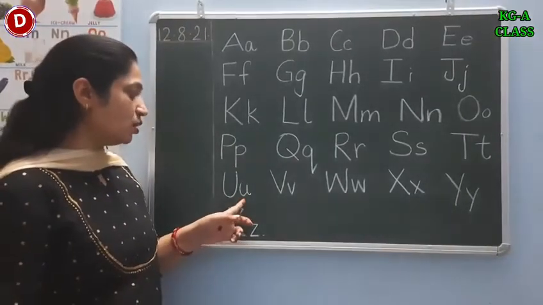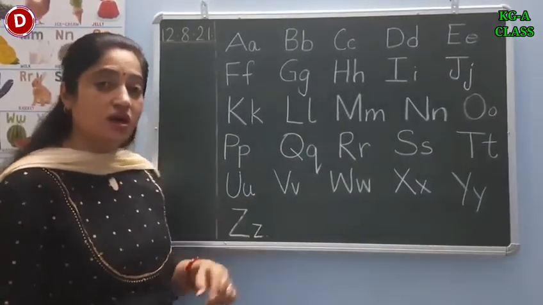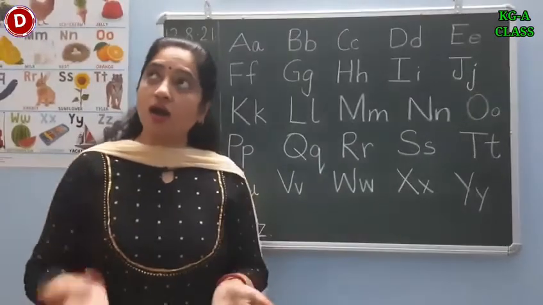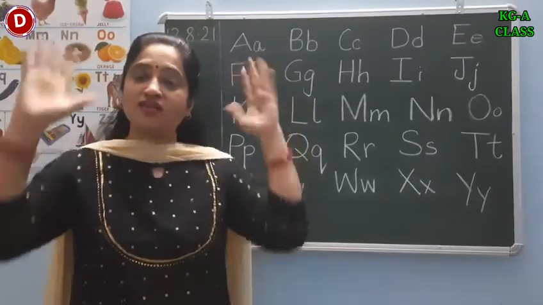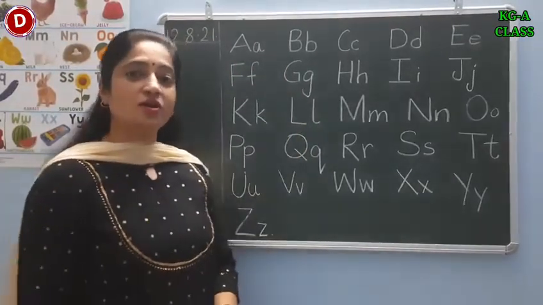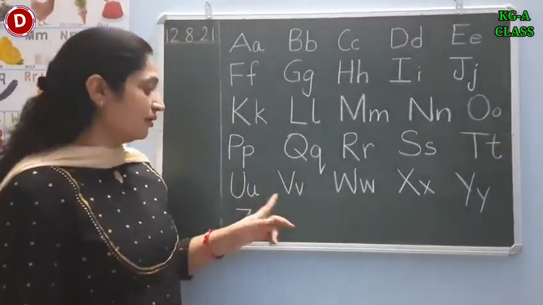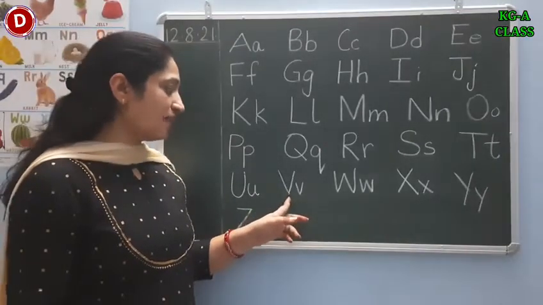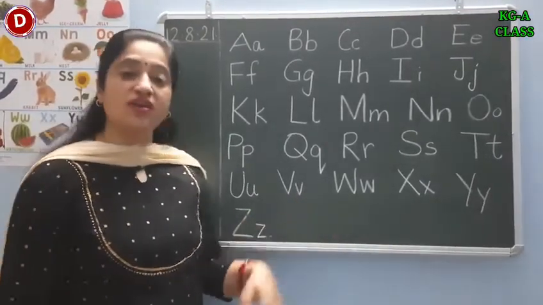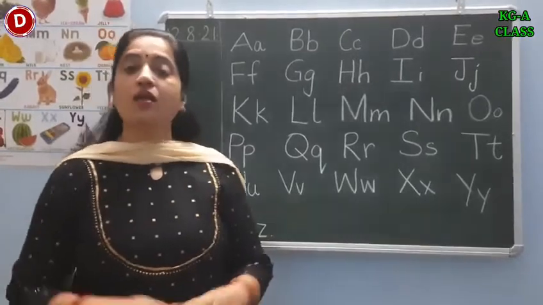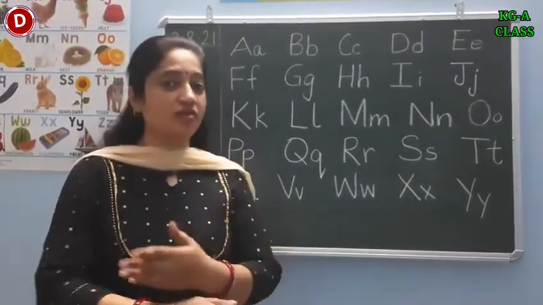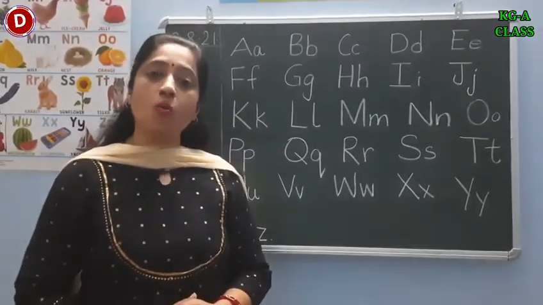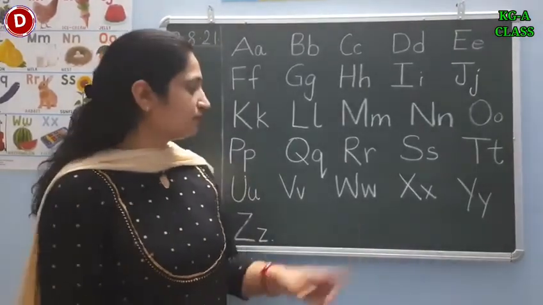This is capital U and this is small u. U says u. Up go umbrellas when it starts to rain. So, U says u. Now children, this is capital V and this is small v. V says v. Dry wicks went round the village.